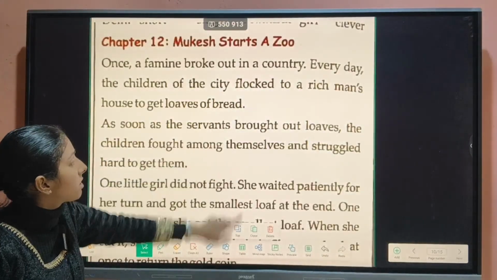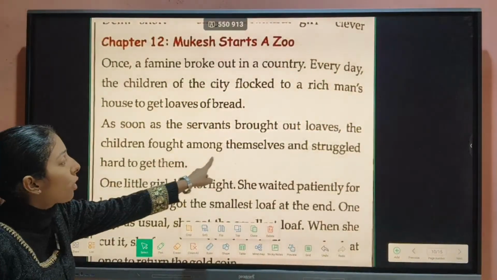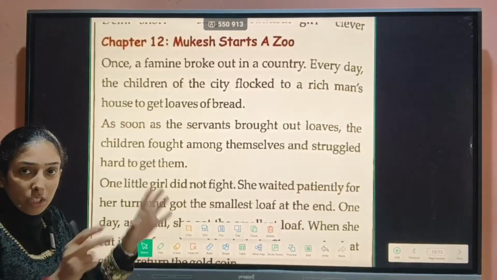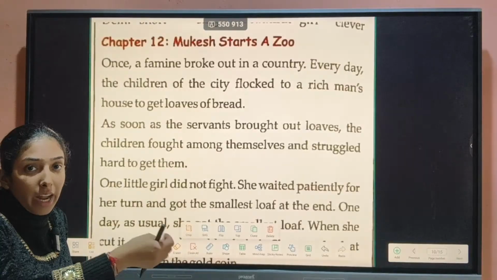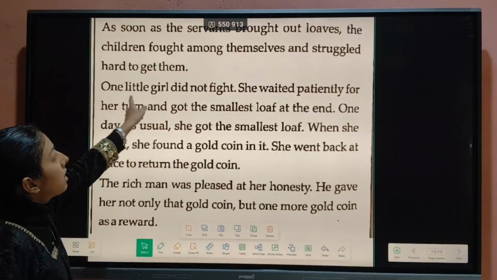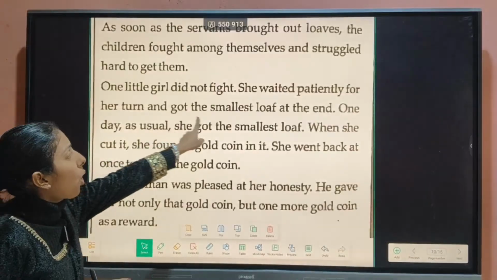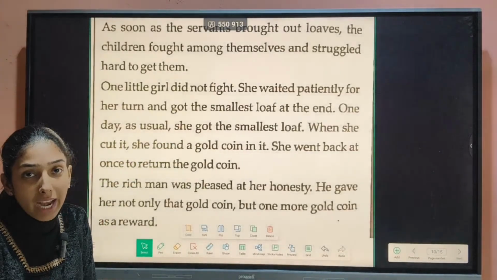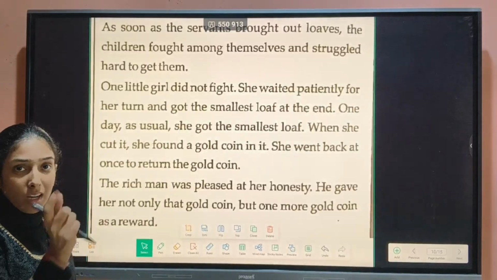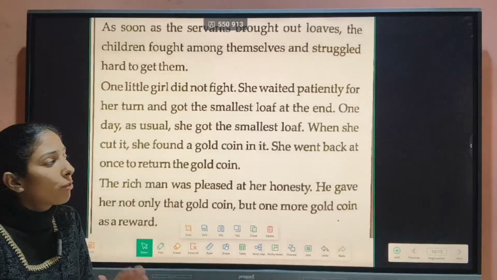As soon as the servants brought out the loaves of bread, the children fought among themselves and struggled hard to get the bread. Okay, so the children were fighting that they have to take the bread, otherwise they will die of hunger. One little girl did not fight. She waited for her turn patiently and got the smallest loaf at the end. Other children were fighting, they were taking big loaves of bread. But a little girl was there. She was not fighting, she was waiting patiently, calmly for her turn.